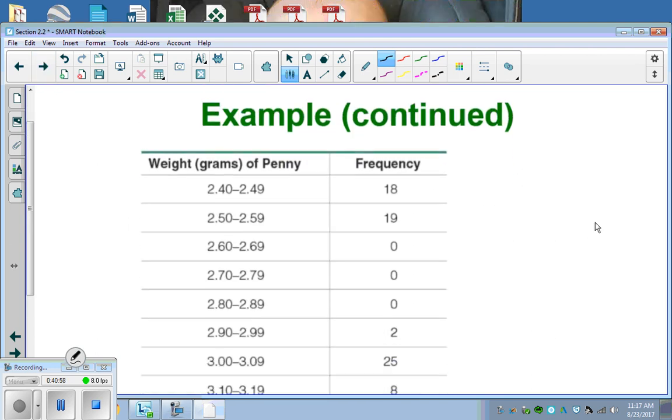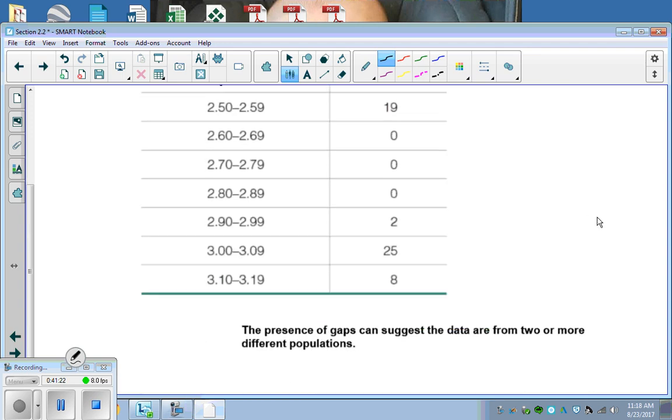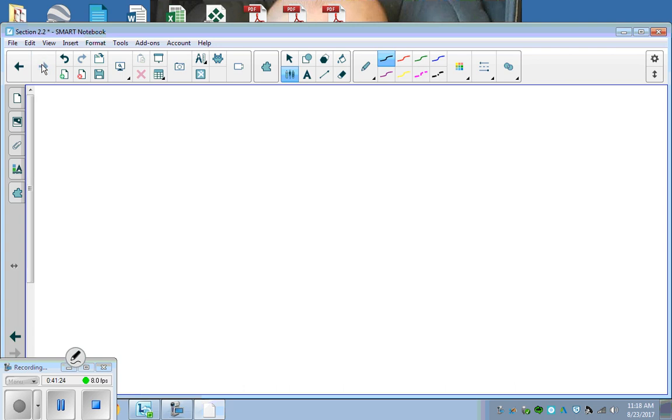So look at this frequency table. Pennies for the weights would be 2.4 to 2.49, 18 of them, then 2.5 to 2.59. Look right here, nothing. There are none. And then you get to this weight, okay? Because again, two different populations, so to speak, of pennies because we know what the copper was, okay? That is all of 2.2.